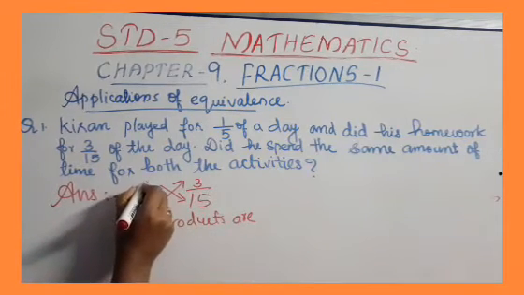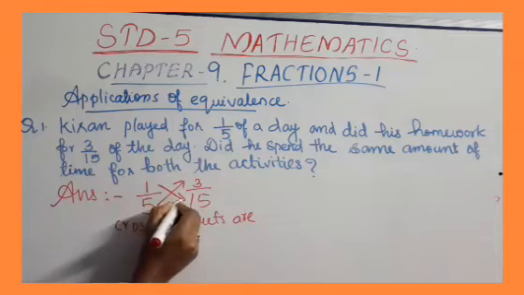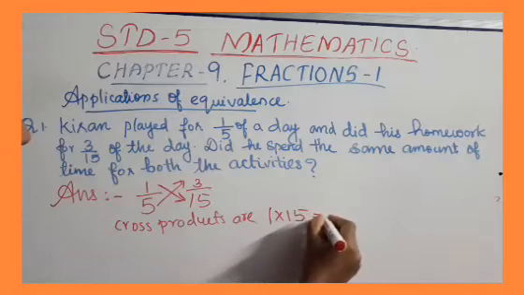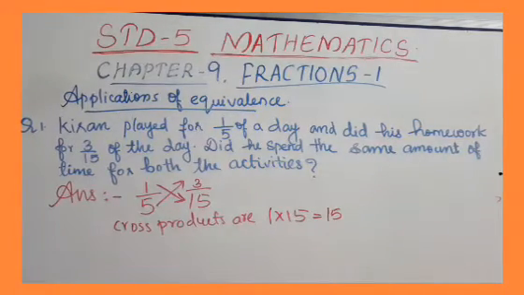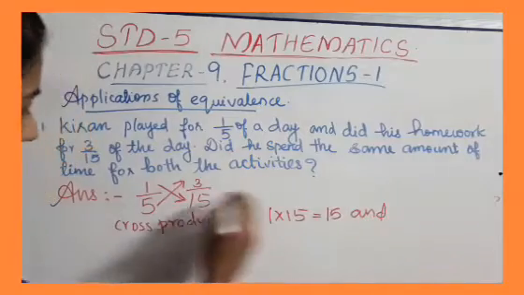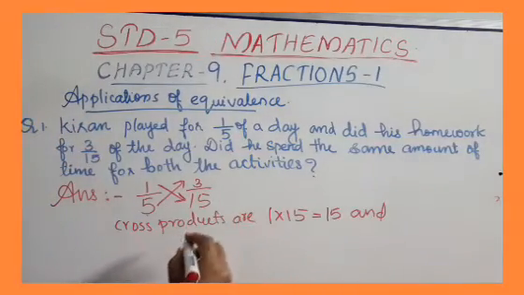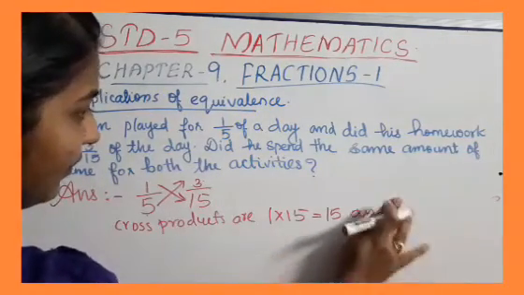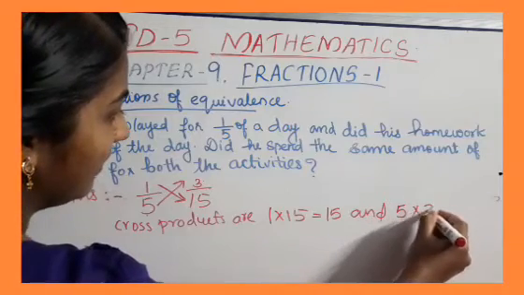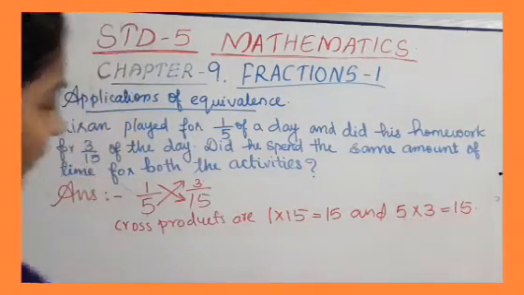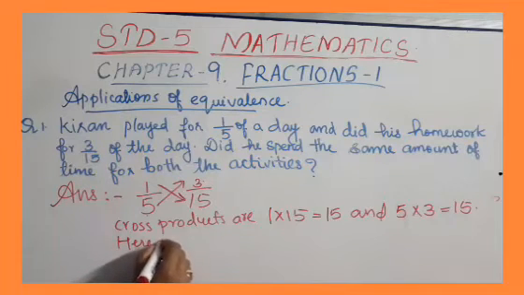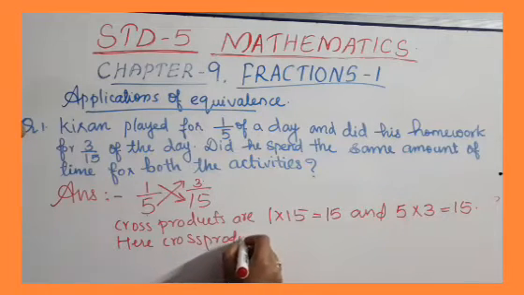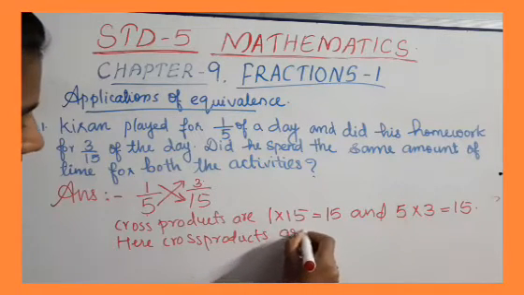First numerator to second denominator, that is 1 into 15. What is 1 into 15? It is equal to 15, isn't it? And next is first denominator into second numerator, 5 into 3. What is 5 into 3? 5 3s are also 15. Here the cross products are equal because both we got as 15. So cross products are equal.